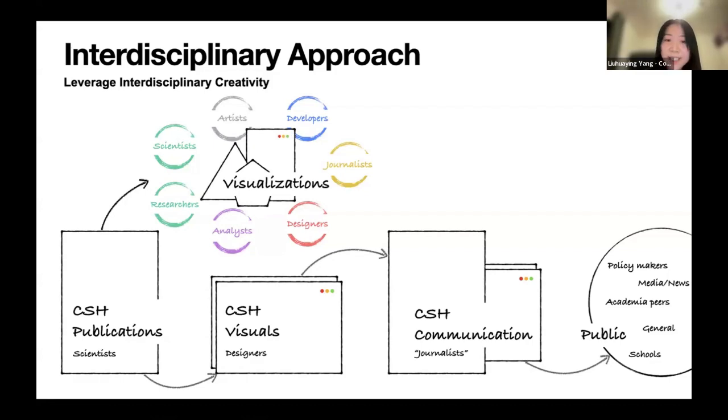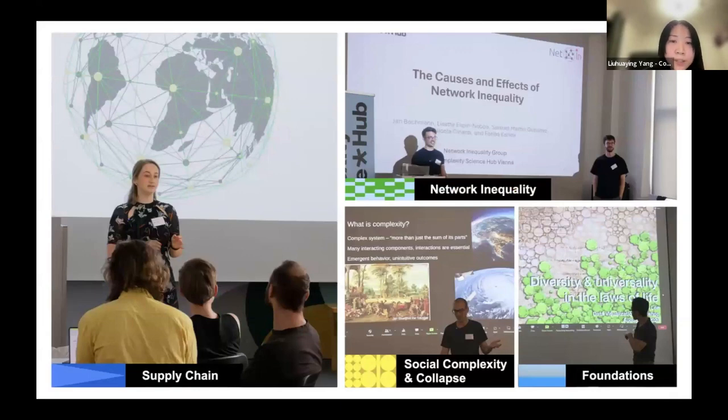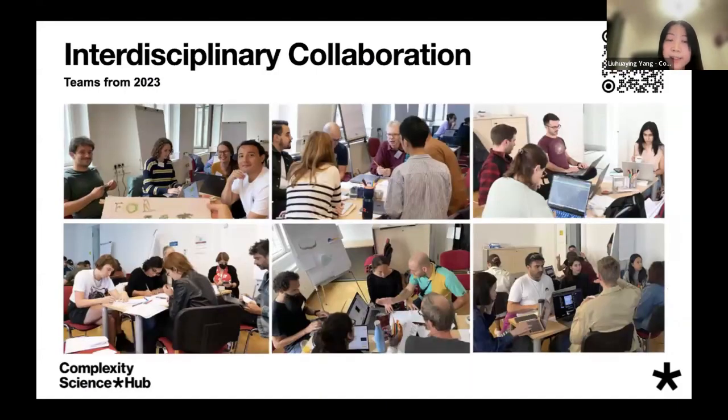To do that, I organized the Visualizing Complexity Science workshops. We did this for 2 years. We brought talents from around the world to Vienna for 5 days. Here you can see each icon represents one participant from this year, and many of them came from very mixed backgrounds. That's what we want. We also invite our resident researchers to present one of their works with datasets as hands-on projects for the participants, and then they team up and mix together and work on visualizations for those specific topics.